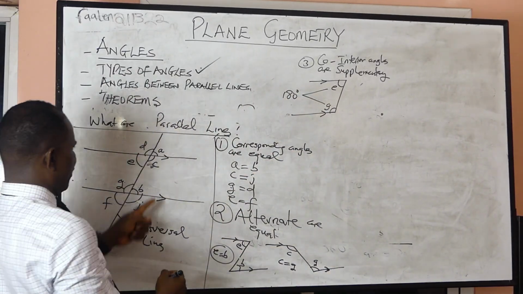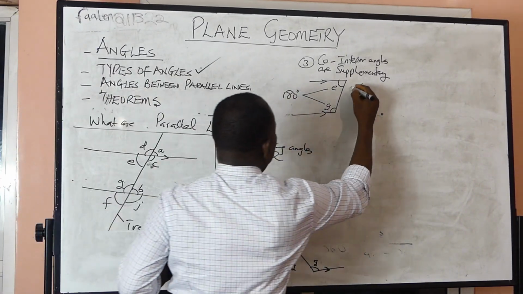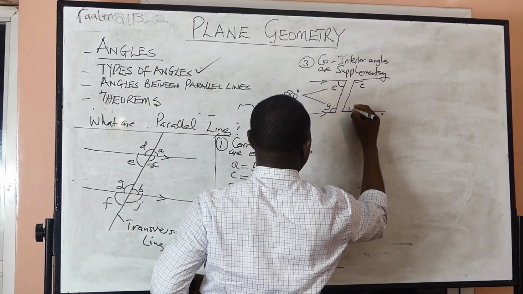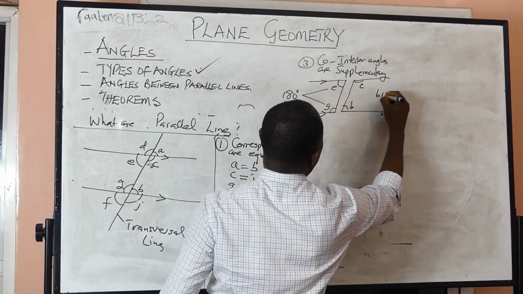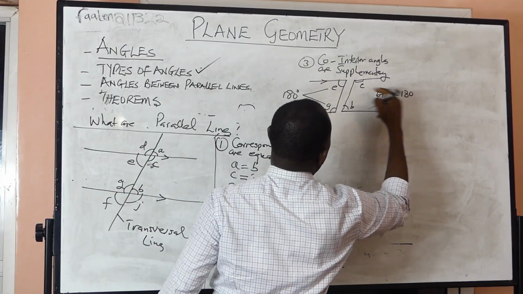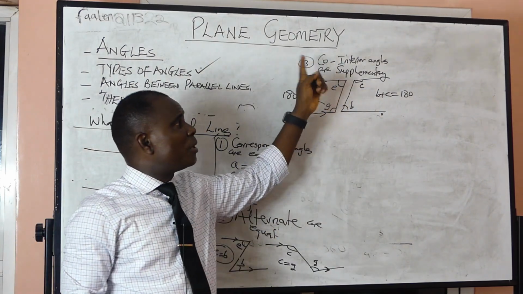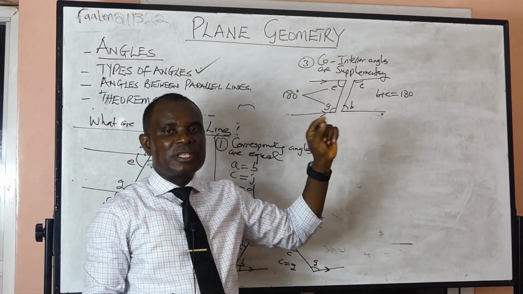That's the meaning. If I look at the other space over there, that is another interior space. This angle is C. This other angle is B. So B plus C will always add up to 180. That's the meaning of co-interior angles are supplementary, meaning the two angles will always sum up to 180 degrees.